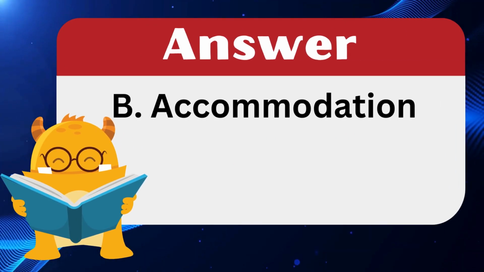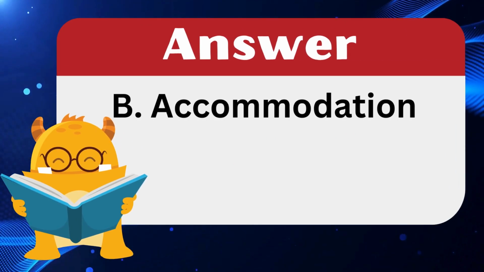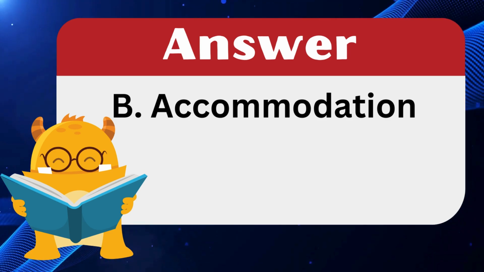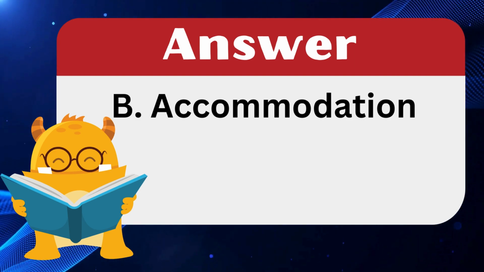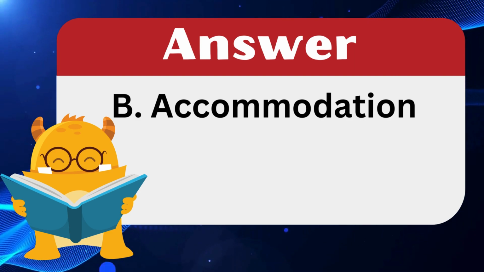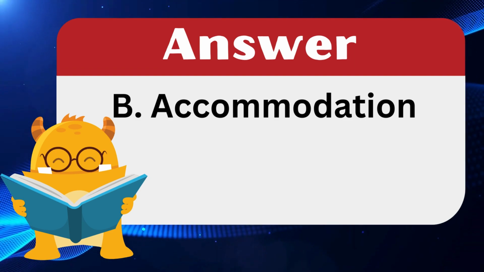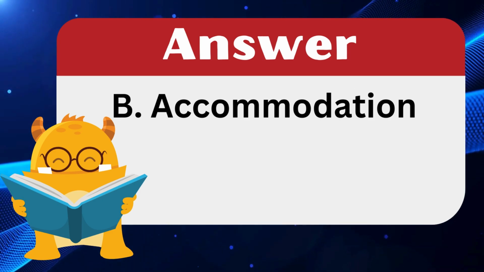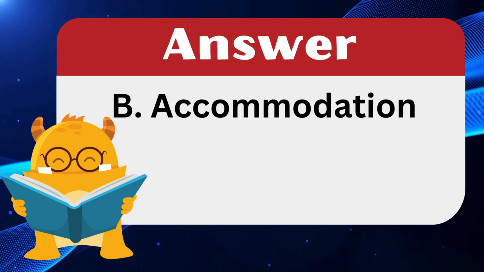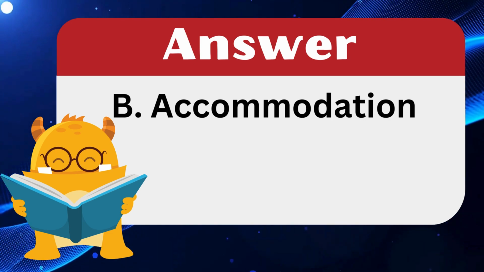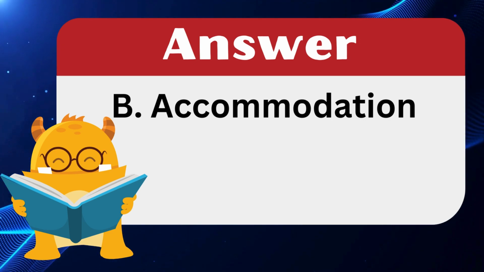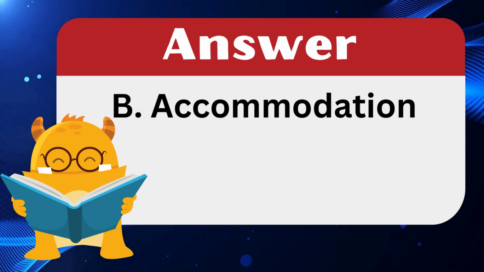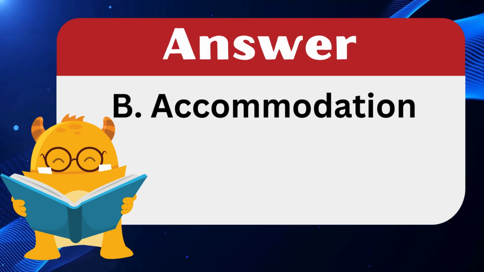B. Accommodation. Accommodation, in Piaget's theory of cognitive development, refers to the process of adjusting or modifying existing mental schemas to accommodate new experiences or information that cannot be assimilated into pre-existing schemas. This adaptive process involves altering or forming new mental frameworks to integrate and comprehend novel information or situations that do not align with an individual's existing cognitive structures, leading to cognitive growth and the development of new schemas.